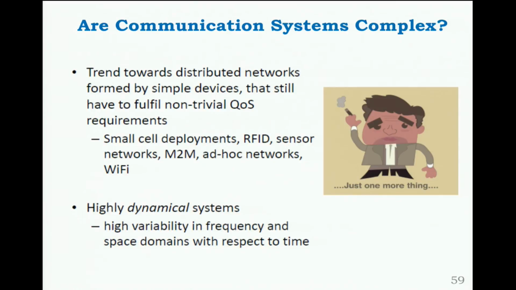Now, what is the relevance, apart from this almost random example we picked to show some results? What is the relevance of these things in the future? Well, there is a trend towards distributed networks formed by simple devices that still have to fulfill non-trivial global QoS requirements, right? You still want your network to work fine, but you have a lot of these new things coming up. Small cells, RFID, sensors, machine type, ad hoc, Wi-Fi, you name it. They're all kind of together now, right? There is a high dynamicity. We didn't tackle this, but it's a big part of complex systems. So there is a lot of variability, both in time, in frequency and in space.